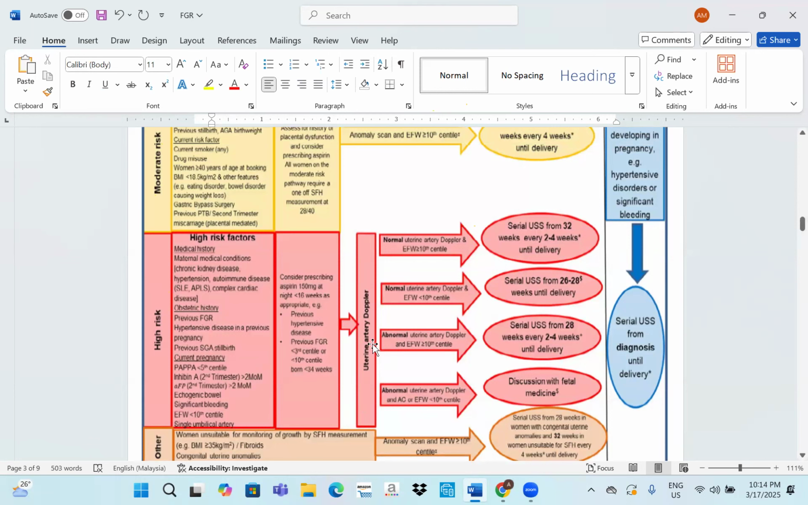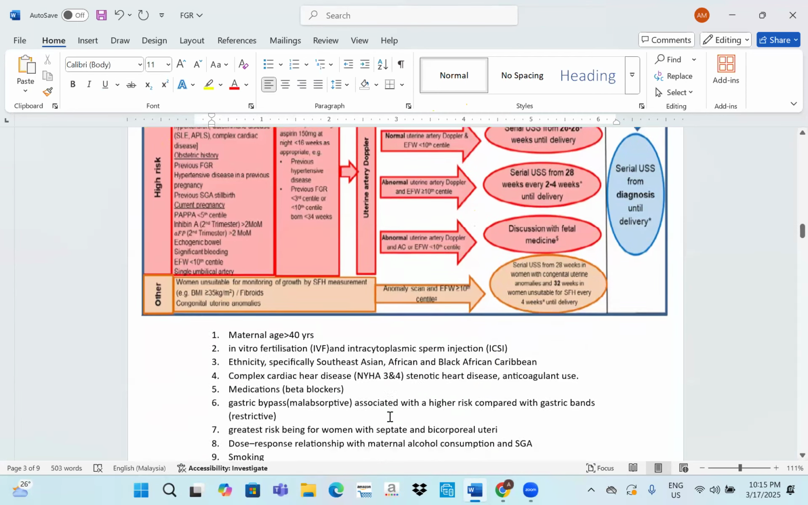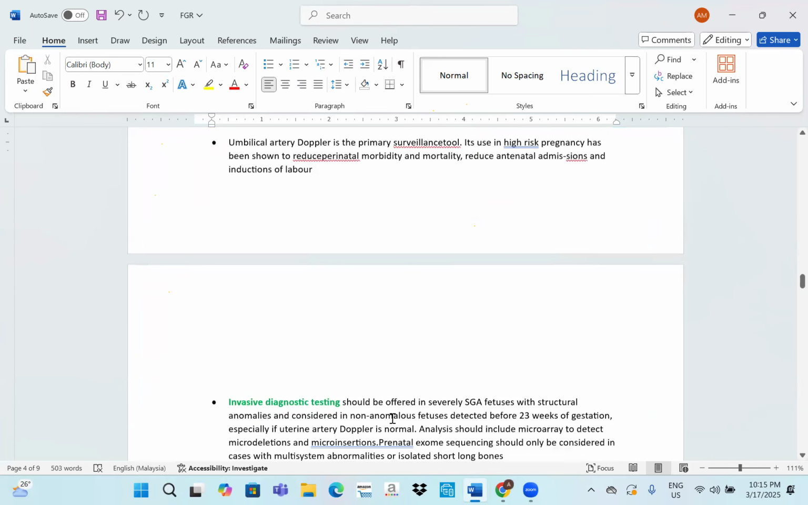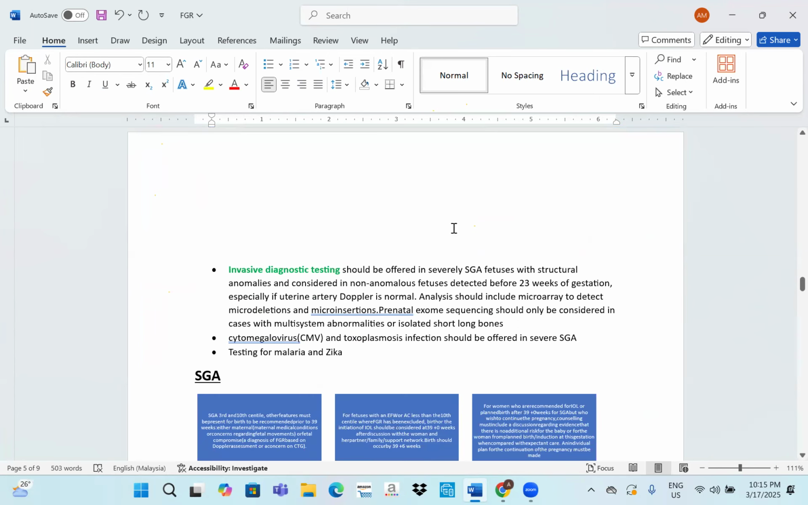Both we are doing around 20 weeks. So once the anomaly scan and uterine artery Doppler were done, on the anomaly scan you determine the estimated fetal weight. Both the uterine artery Doppler and the estimated fetal weight were less than 10 centile. Both were abnormal. Now you have referred this patient. So she must be somewhere 24 weeks or 22 weeks, okay? Because this one we are doing around 22 weeks, or 20 weeks, because we can start from 18 weeks.